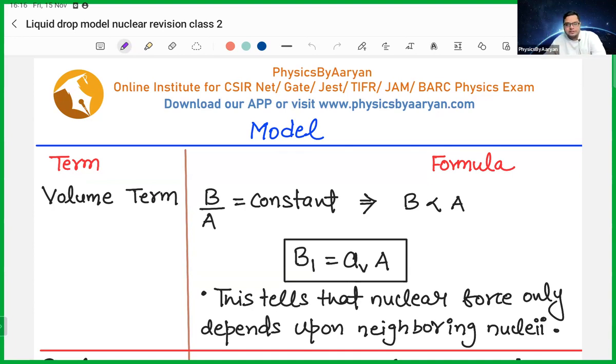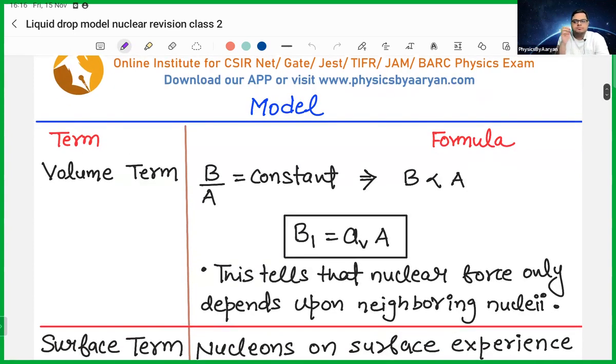Energy and force are never the same thing, but yes, binding energy comes because of the force. Okay, perfect. So now we will understand which terms increase binding energy and which terms decrease binding energy.